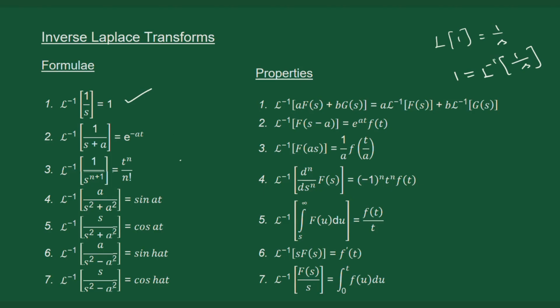Similarly, the same thing happens in the case of the shifting property, that is, L of e to the power minus at times f of t, we know that it is equal to f of s minus a. So if we take inverse Laplace transform on both sides, the left side becomes e to the power minus at times f of t, and here it becomes L inverse of f of s minus a. So finally we have the formula L inverse of f of s minus a is equal to e to the power minus at times f of t, which is the second formula.